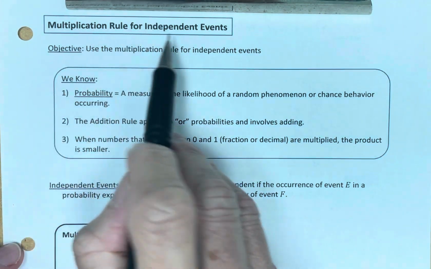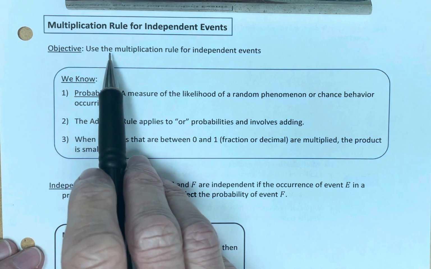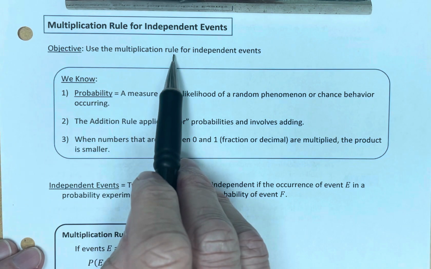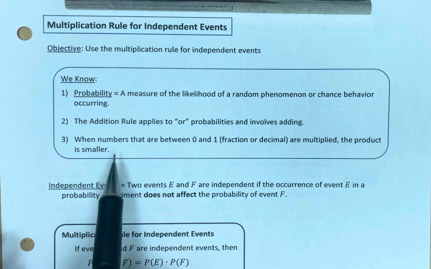Multiplication rule for independent events. Our objective: we want to use the multiplication rule for independent events. Let's remind ourselves what we know.